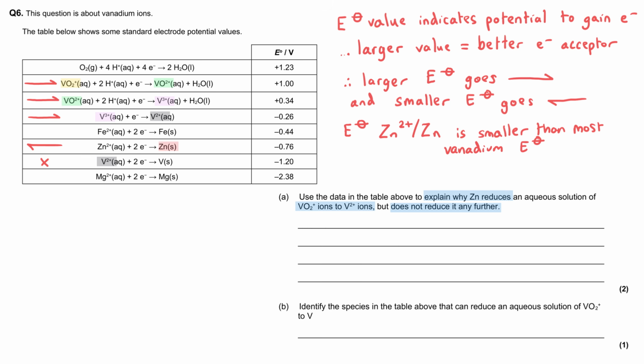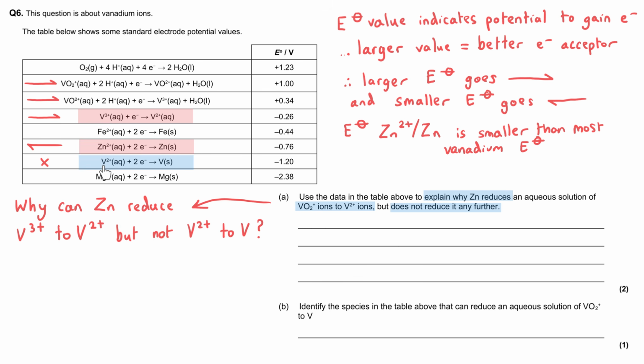And so, in terms of structuring our answers, we can clearly see that the zinc can reduce vanadium most of the way. So that means that the crucial part of this question is, why can zinc reduce vanadium from 3+ to 2+, but not from 2+ to 0? And so this is where a direct comparison of specific electropotential values is key.